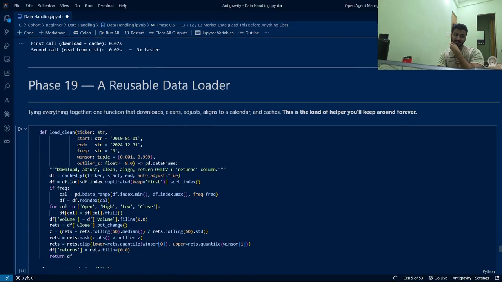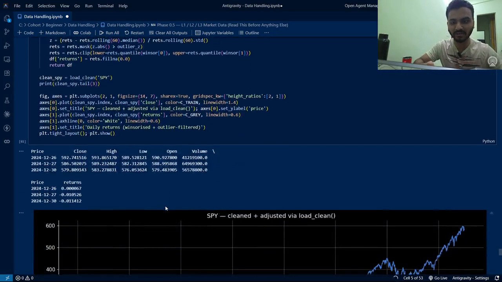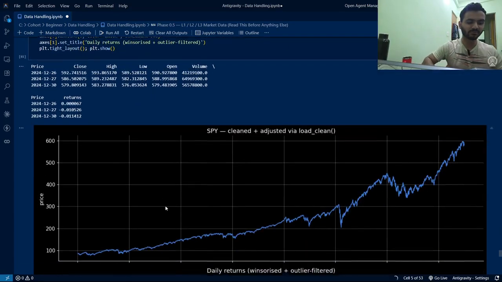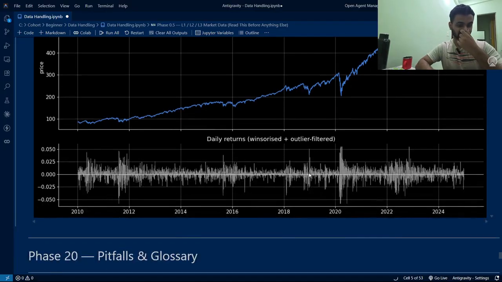Then we have a reusable data loader code for you. This is the kind of helper, and this is the code that you want to keep around forever. Thank me later. Now, this is SPY clean adjusted via load clean, daily return winsorized, and outlier filtered.